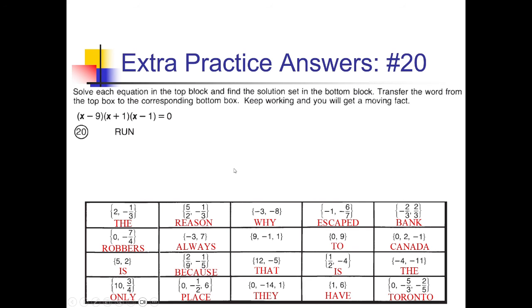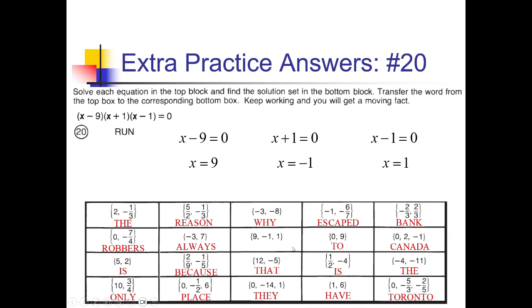We've got one more question, and I think we know where this is going to go, but let's play it out here. So set each of these factors equal to 0, x minus 9, x plus 1, and x minus 1. So for the first one, we add 9, that's x equals 9. Subtract 1 for the next equation, so x equals negative 1. And then add 1 for the last, so x equals positive 1. And, not surprisingly, we find all of those in the one remaining blank spot, which is where we're going to put the word "run."